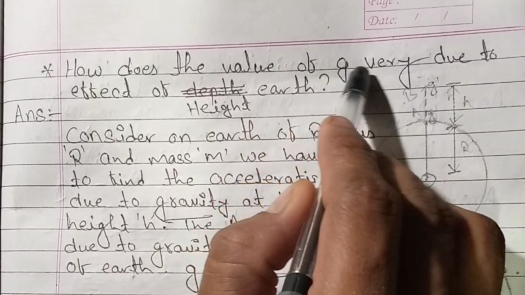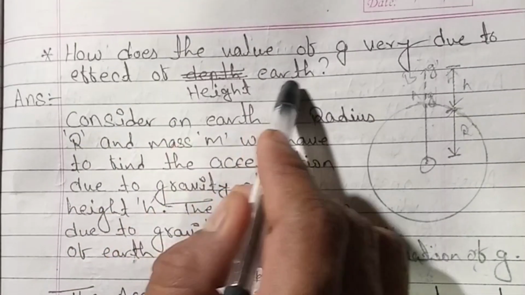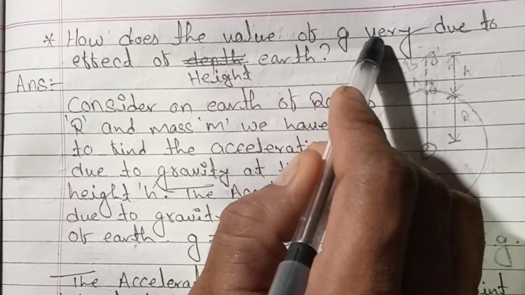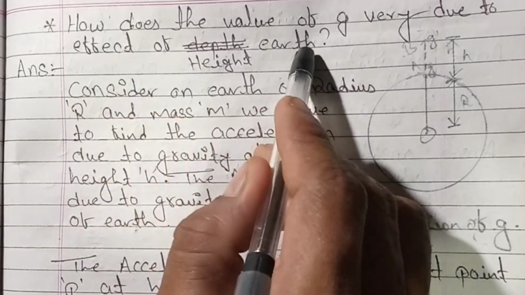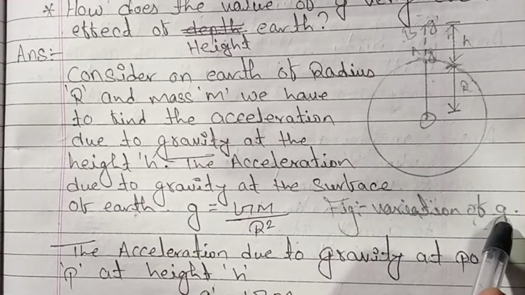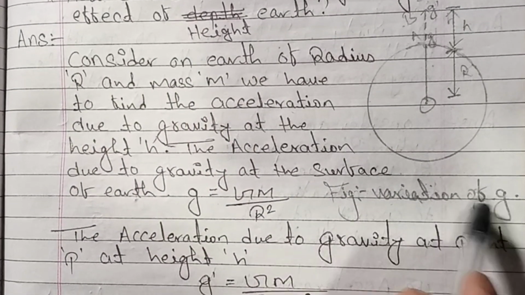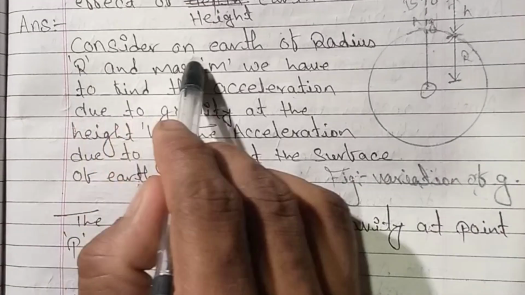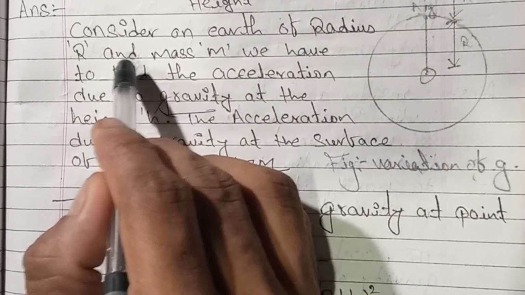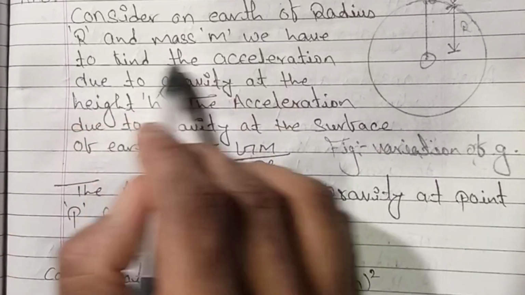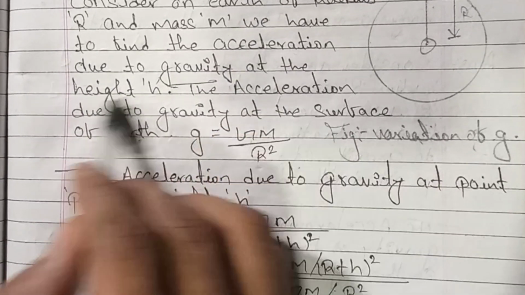How does the value of g vary due to the effect of height of the earth? This is the variation of g. So, figure of variation of g. Consider an earth of radius r and mass m. We have to find the acceleration due to gravity at the height h.